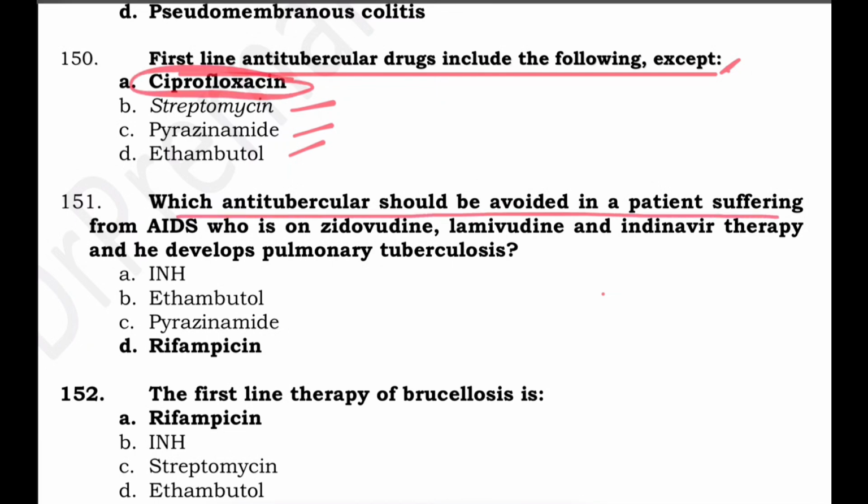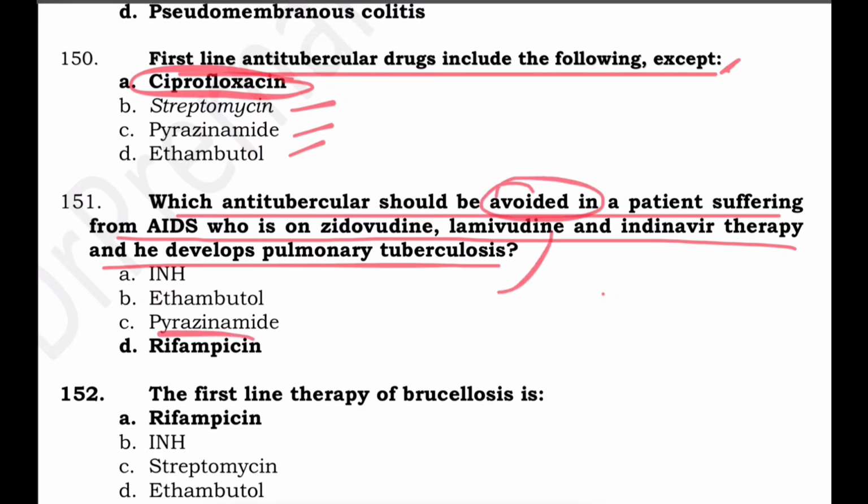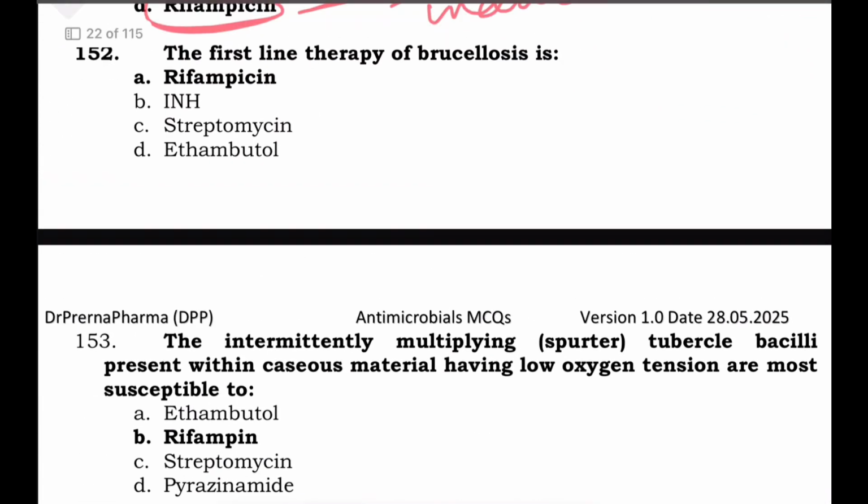Which antitubercular to be avoided in a patient suffering from AIDS who is on zidovudine, lamivudine, indinavir therapy and he develops pulmonary tuberculosis? So to be avoided in a patient with HIV is rifampicin, because rifampicin is an inducer, and then it will induce the metabolism of the HIV drugs, and then it will result in reduced effect. First line therapy of brucellosis is rifampicin.